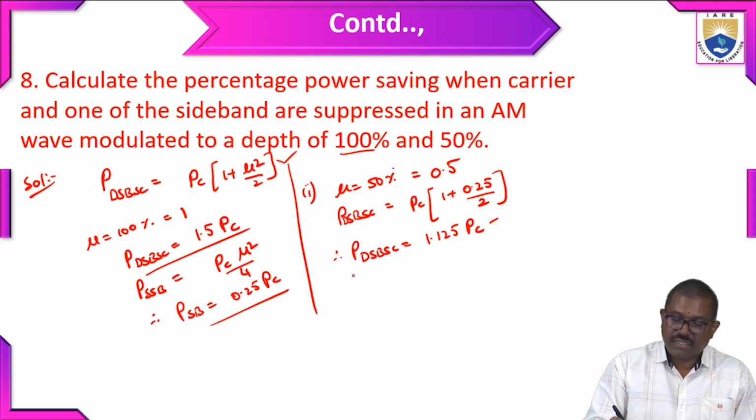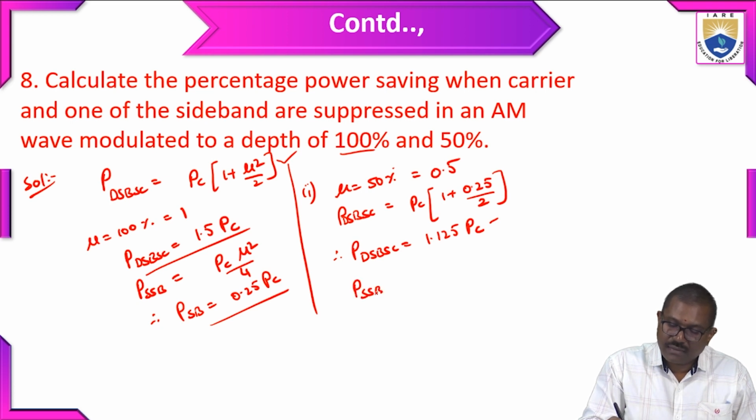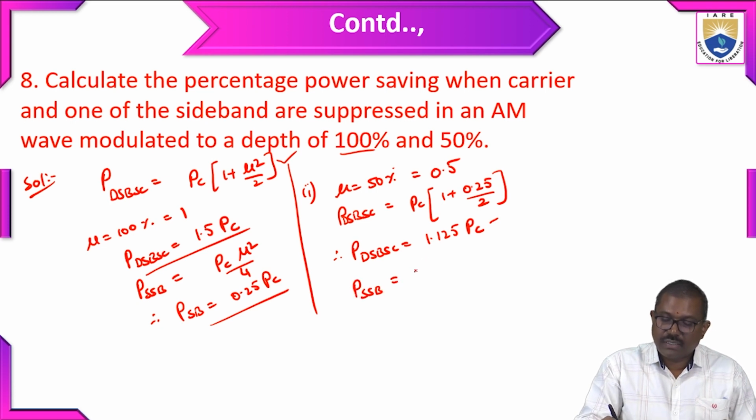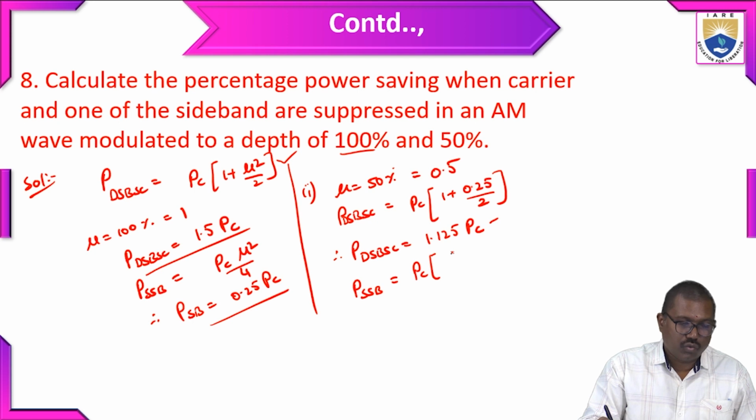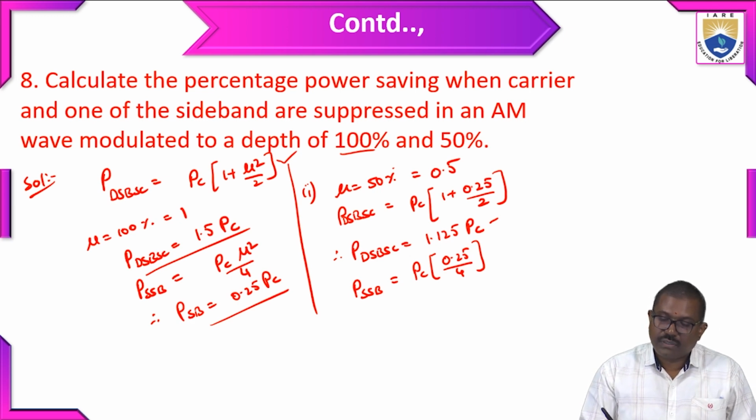And for the second case, that is P SSB, it is again Pc into mu square by 4. Here mu is 0.5, so 0.5 square is 0.25. So 0.25 divided by 4.